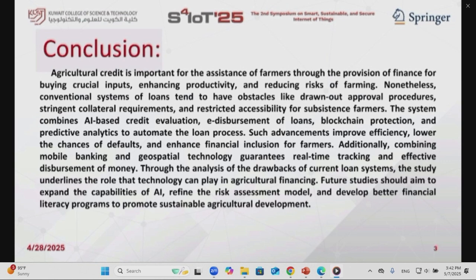Future studies could aim to expand the capabilities of AI, refine the risk assessment model, and develop better financial literacy programs to promote sustainable agriculture development.